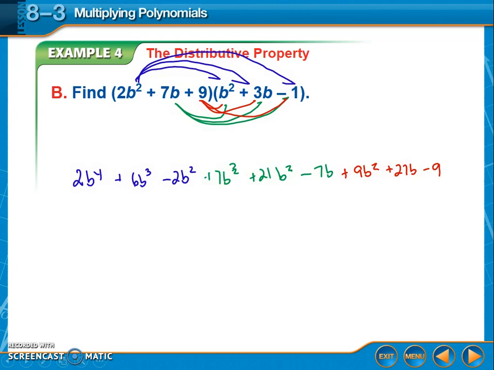And then last step, 2b to the 4th, there are no other fourths. Cubes, we have 6 and 7 to make a total of 13b cubed. Squareds, we have negative 2, 21, and 9. So 19 and 9, it's 28b squared. And then just b's, I have negative 7 and 27, so that makes positive 20b. And then just the constants, I have negative 9. And then that would be your full thing.